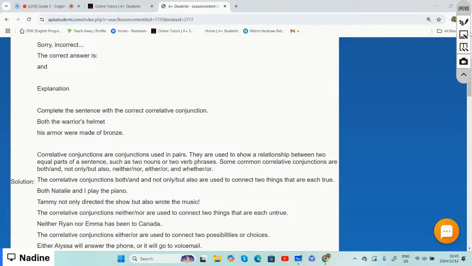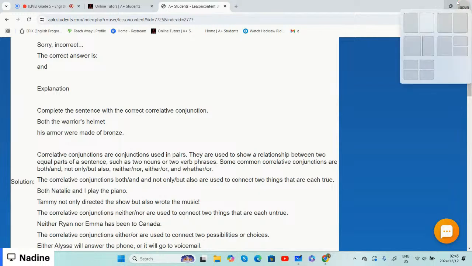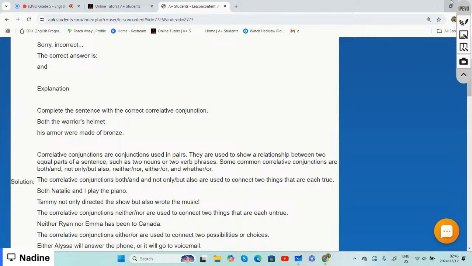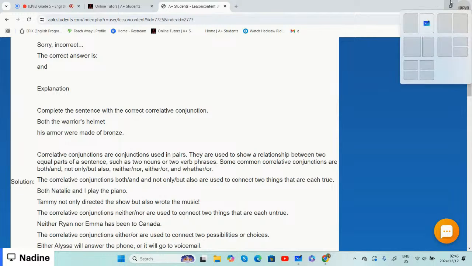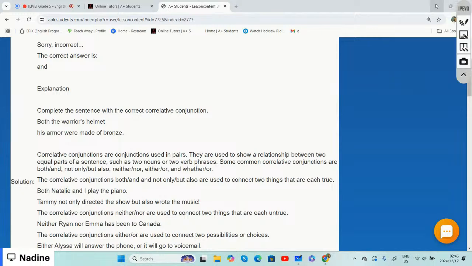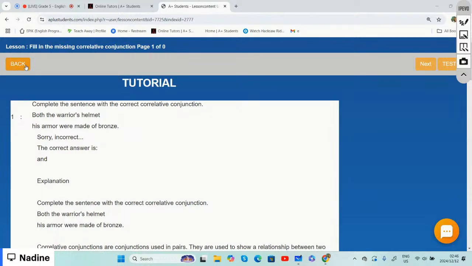All right. Remember, when it comes to correlative conjunctions, in order for us to remember when to use a correlative conjunction, just remember that it shows the relationship between the words within that sentence, right? So we said that correlative conjunctions are words like both and, not only but also, neither nor, either or, whether or.